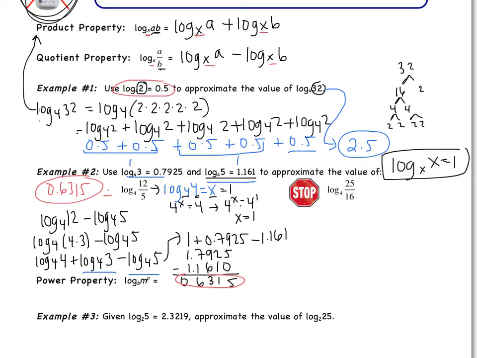Okay. I would like you to take a few minutes, probably 2 or 3 minutes, and try this second example, the one with the stop sign. So pause the video and try this one on your own, please. You should be able to figure out how to do this. Good luck.